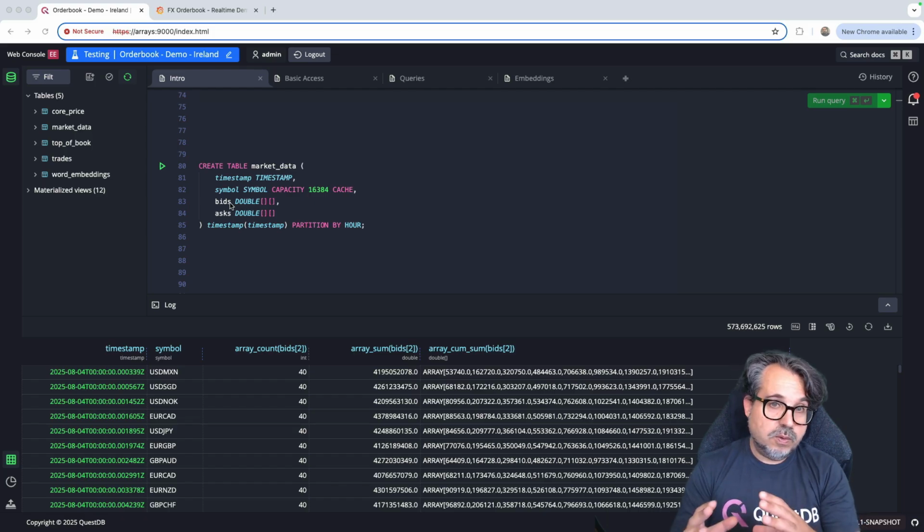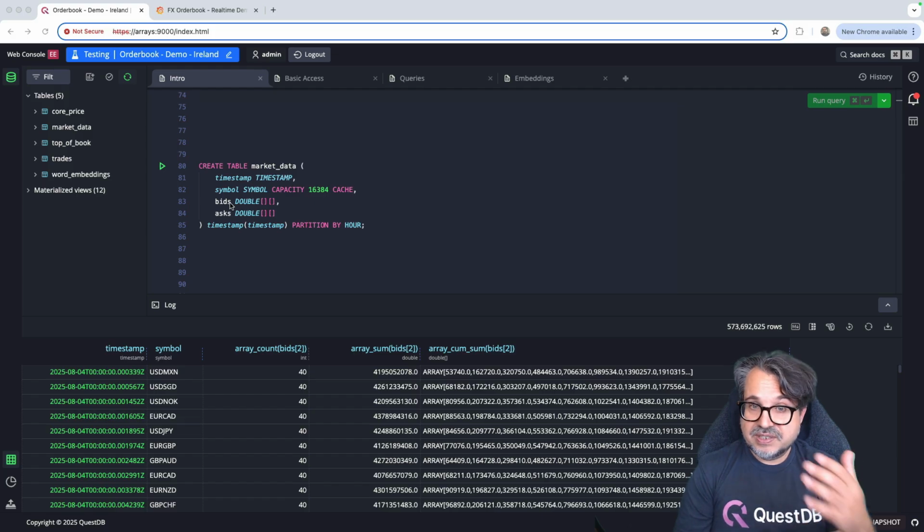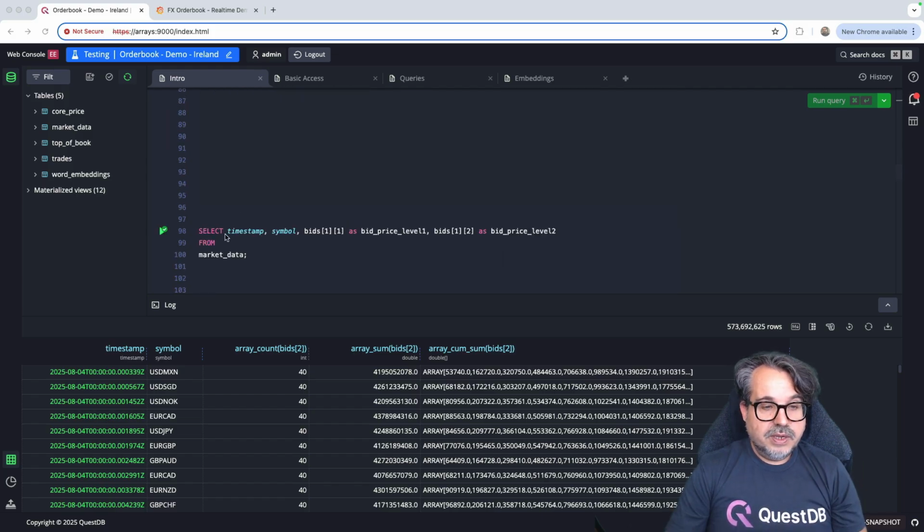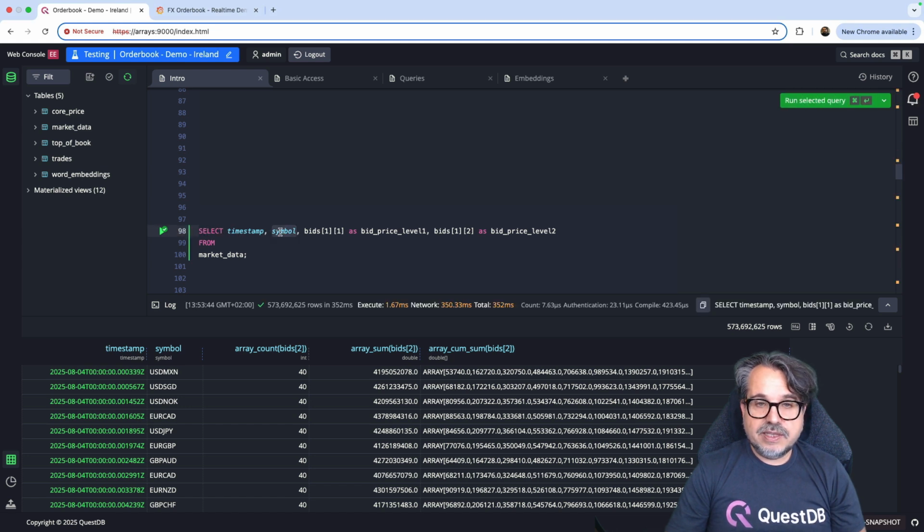Bids bracket 2 means the volumes, the sizes. Bids bracket 1 means the first price, the first level of the bids. So first things first, here I can select the timestamp, the symbol, and the price at level 1. So bids 1 is the price, and bids 1 is the first price in the price array.